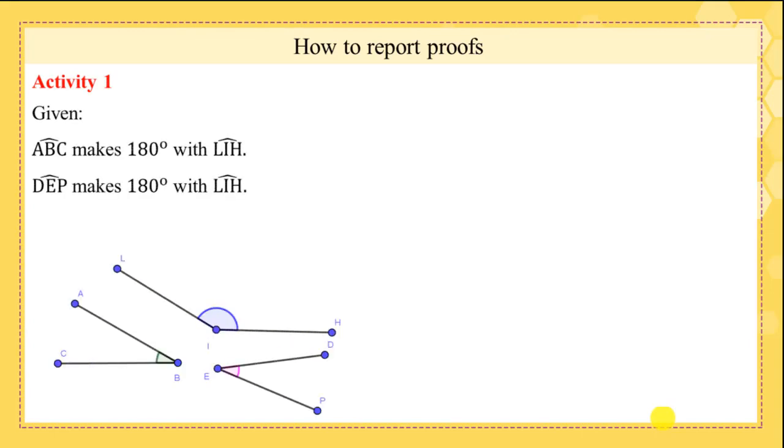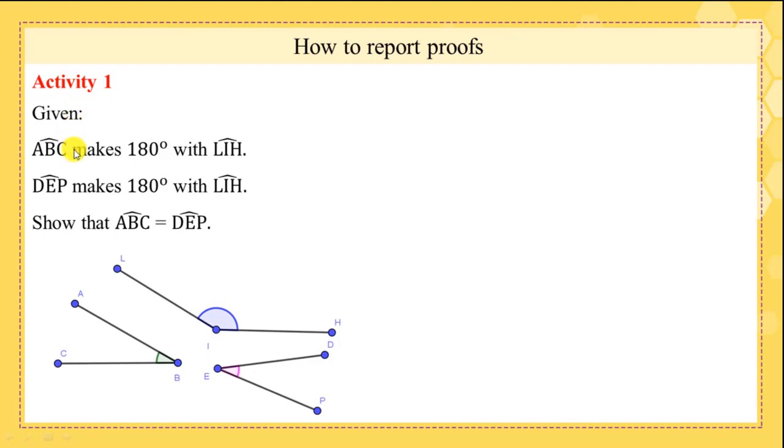Given ABC makes 180 degrees with LIH, DEP makes 180 degrees with LIH, and we have the figure below. Show that ABC is equal to DEP. You have to show that these two angles, ABC and DEP, are equal. Both, each one of them makes 180 degrees with LIH.